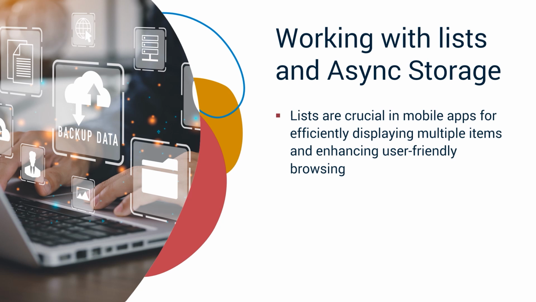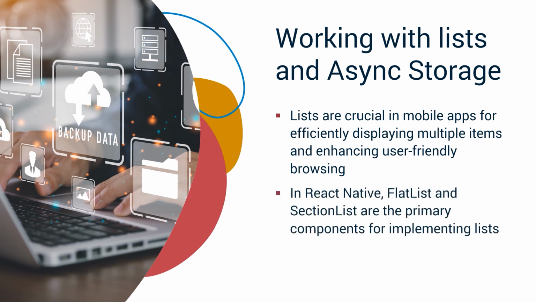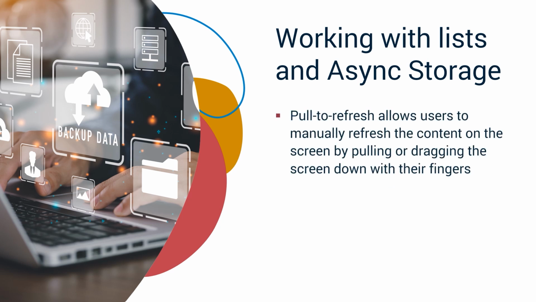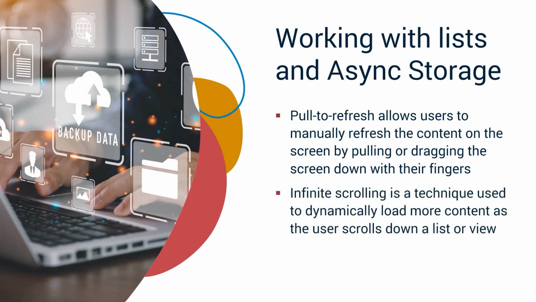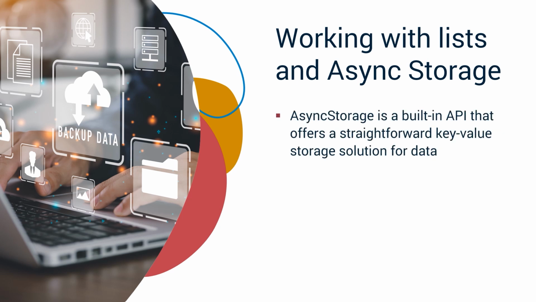Lists are crucial in mobile apps for efficiently displaying multiple items and enhancing user-friendly browsing. In React Native, FlatList and SectionList are the primary components for implementing lists. Pull to refresh allows users to manually refresh the content on the screen by pulling or dragging the screen down with their fingers. Infinite scrolling is a technique used to dynamically load more content as the user scrolls down a list or view. Async storage is a built-in API that offers key value storage for data on mobile devices.